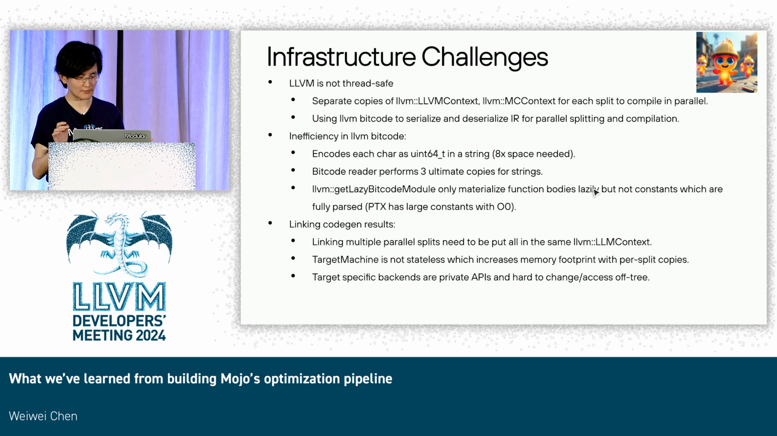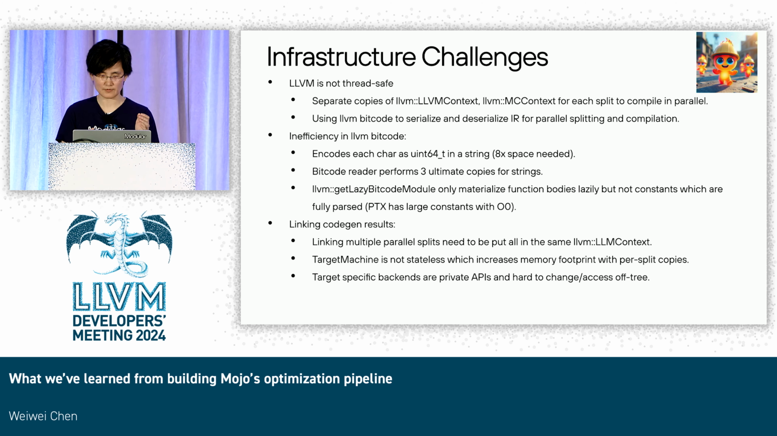And for linking at the CodeGen level, we have a similar issue: when we link them together, we have to put all the splits back into the same LLVM context for linking. So there's another serialization and deserialization happening. The target machine that we use for CodeGen is not stateless, so we also have to keep multiple copies for each split. That actually increases the memory footprint during CodeGen. And for target-specific backends, we have to do some small modifications for the reduction, and most of them are private APIs, so it's challenging to change or access from off-tree.